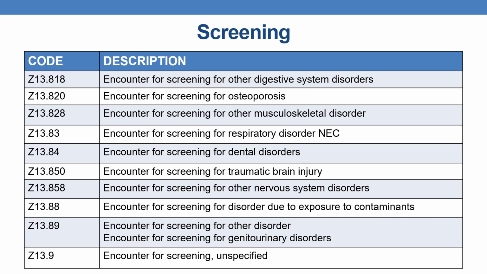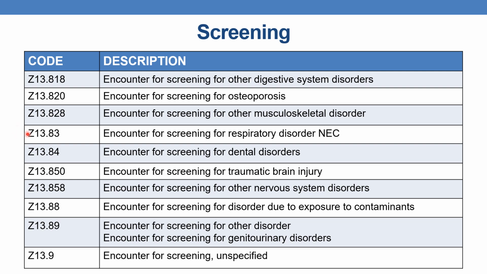The next code is Z13.818. It deals with encounter for other digestive system disorders. Next is Z13.820. Deals with encounter for screening for osteoporosis. The next is Z13.828. It deals with encounter for screening for other musculoskeletal disorder.